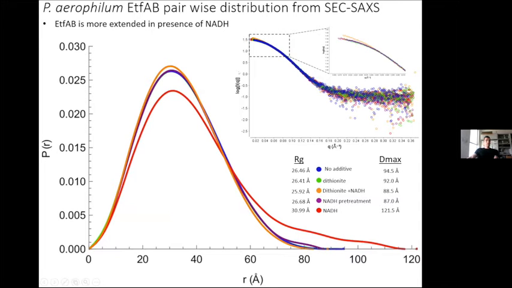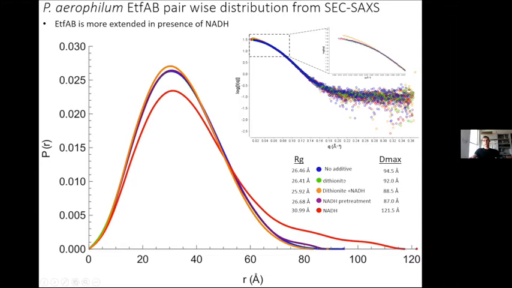So, going into the data, collaborators sent us EtfAB from Pyrococcus aerophilum. What we wanted to do is see if there are conformational changes under different conditions. So you have EtfAB by itself, no additives, and EtfAB with dithionite, which is a very strong reductant, so it should be completely reduced. I also have a condition with dithionite and NADH, so it is completely reduced but also has NADH so it can bind, to see if the NADH by itself was doing something regardless of the reduction state.